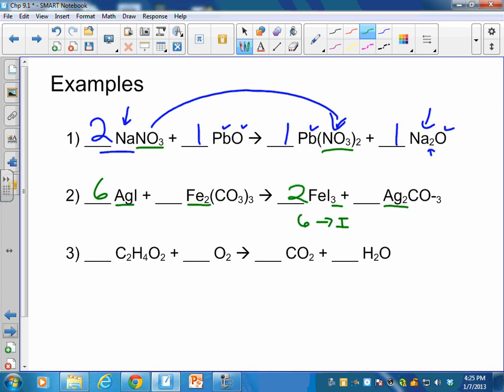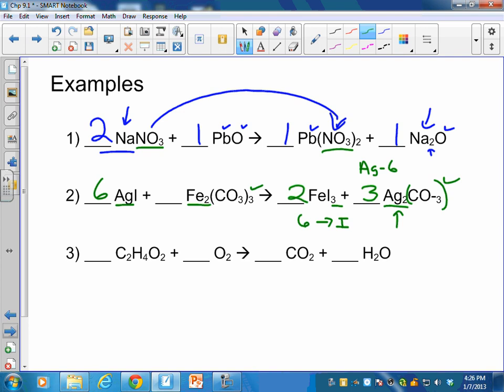I have 6 silvers here. On this side, the silvers come in pairs, so I need a 3 times 2 to make 6 silvers here. So I have Ag is 6. And how many of these CO3s do I have? I have 3, right? How many do I have on the other side? The CO3s. I got 3 CO3s there. So it looks like it's balanced out now, right?